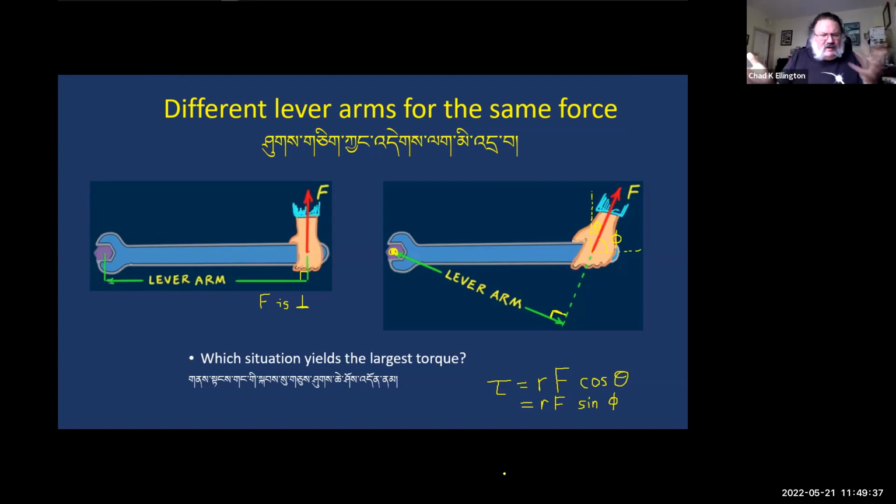And this is really just a property of trigonometry. It depends which angles you're working with, which equation you use.